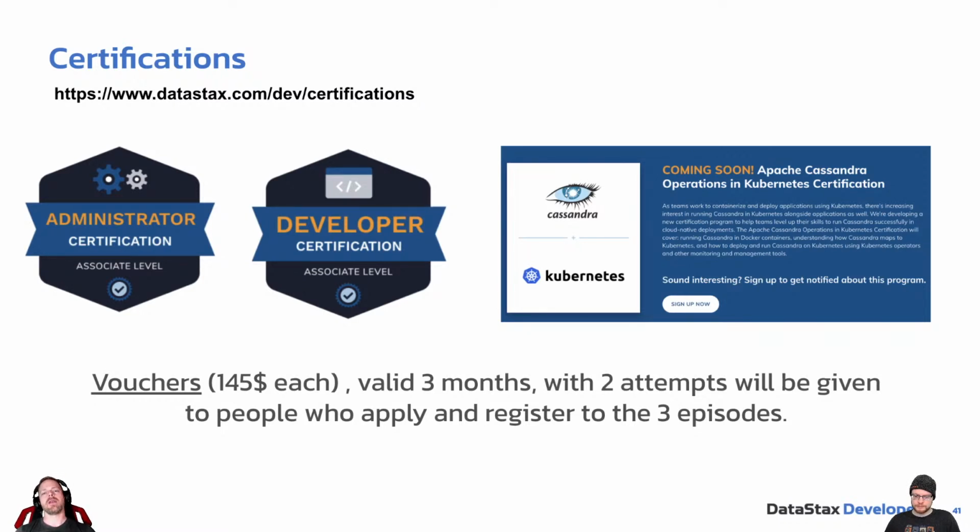What's really cool is that by attending this series, and for those who apply and register for the 3 episodes that we're going to have, we're going to give you a voucher at the end. The tests normally cost $145 each. The voucher will give you 2 attempts. What that translates into is you could say you want to do the developer certification and you pass it. Well, now you have an attempt left over you could use for the admin certification. Or if for some reason you didn't pass it, now you have another attempt free of charge. So this is something we're giving to you as a thank you for coming here with us, and is definitely something that can help level up your game.